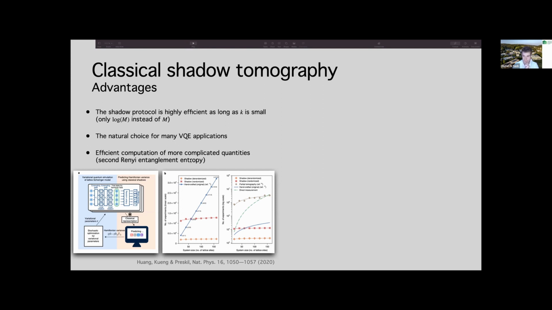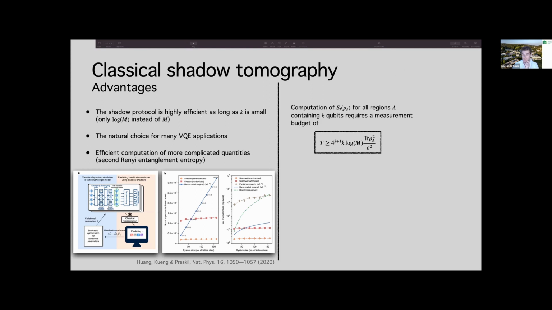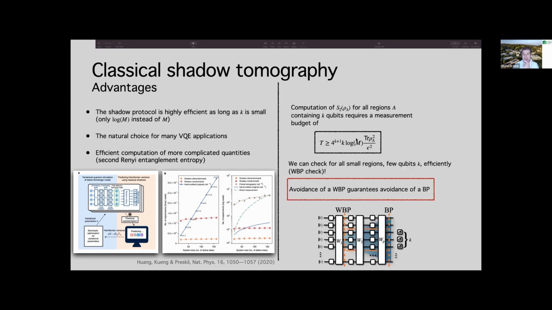And then this also offers a highly efficient technique for computing more complicated quantities, such as second-Rényi entanglement entropies. In fact, you can use the classical shadows to compute the second-Rényi entanglement entropies of all subregions containing k qubits. And the measurement budget scales as this equation shows here. And you can see that this is exponential in k.